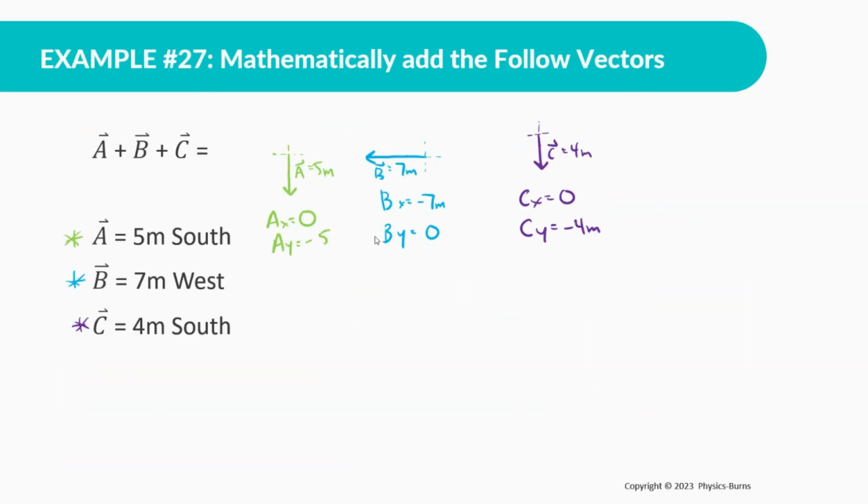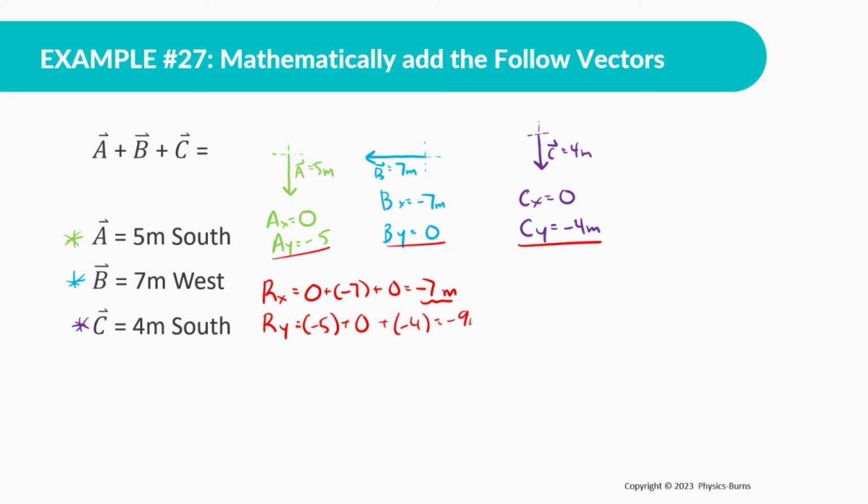Okay, let's move on. So now I'm going to find what the total is in the x and the y. I'm going to use red. So again, the resultant vector is all of the x's and all of the y's combined. So there's going to be 0 plus negative 7 plus 0, which is going to be negative 7 meters. And the resultant in the y direction is negative 5 plus 0 plus negative 4. And this is going to be equal to negative 9 meters.